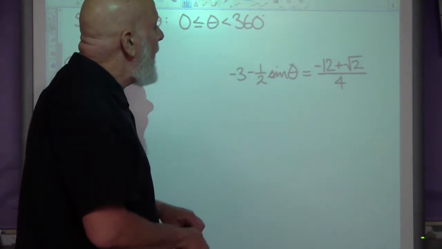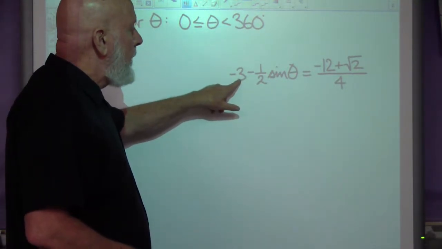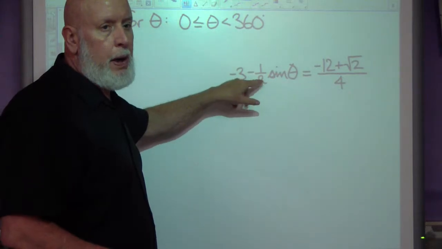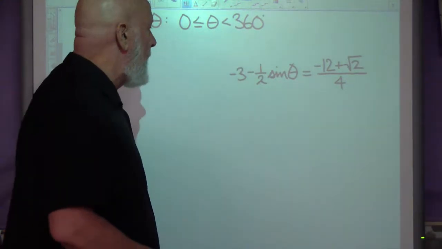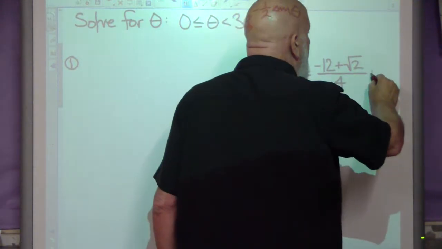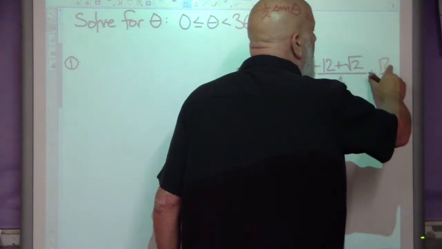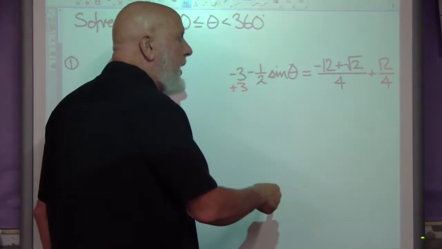Now here we go. I want to isolate sine theta. So here's my plan. I'm going to add 3 to both sides and then divide both sides by -1/2. In other words, I'm going to invert and multiply. To add 3 here, I'm just going to say plus 3. When I add 3 here, I'm going to have a common denominator of 4. So I'm going to call it 12 over 4. 12 over 4 is 3.